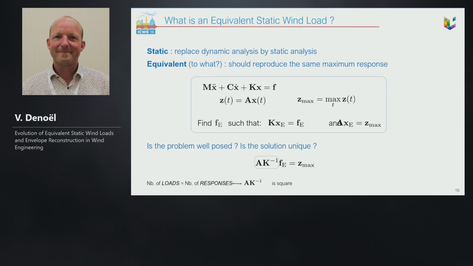This is a simple algebraic problem. It could be solved. And we have seen in the previous examples that when this matrix is squared, we have as many responses as the number of forces we are looking for, and the problem could be determined. But we have also seen that it could be undetermined, and it could also be overdetermined. So there are many, many different possibilities. And this is a reason why there are many different ways to define equivalent static wind loads.